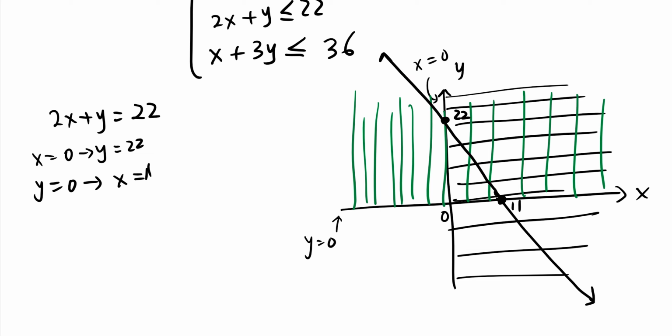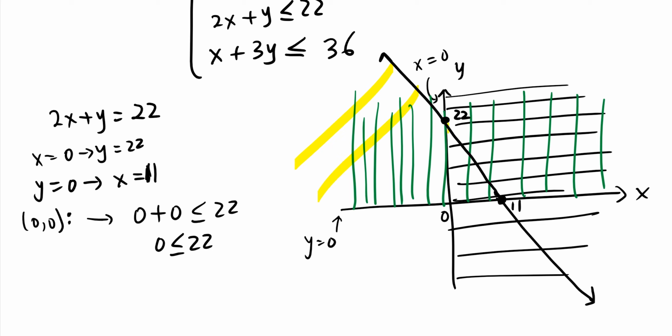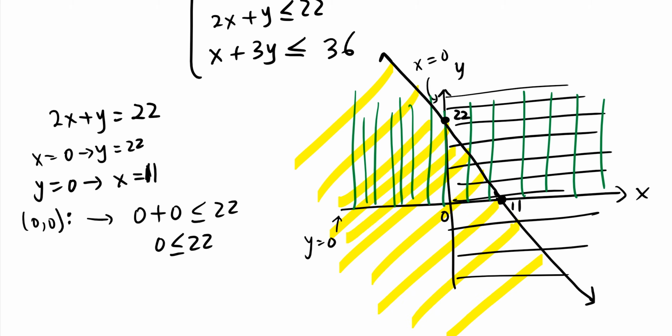And then we are going to see if we pick (0, 0) as a testing point, we get 0 plus 0 less than or equal to 22. That's true. So the region containing the origin is a solution, so you can shade this one. Okay, we can shade this solution region.